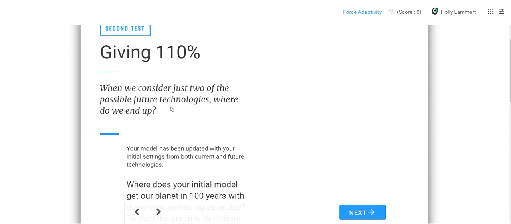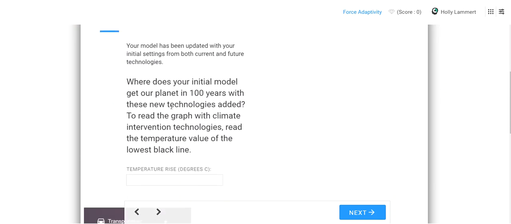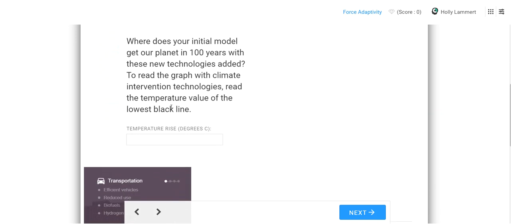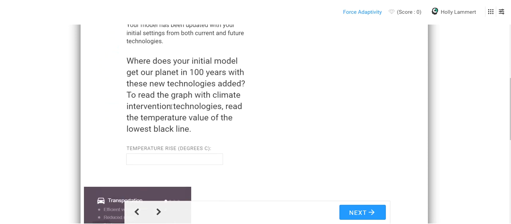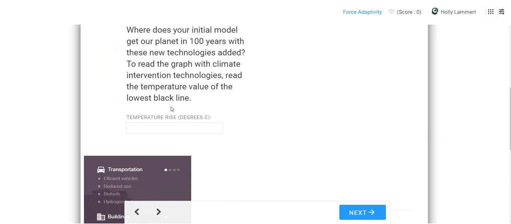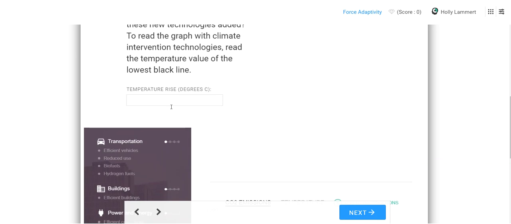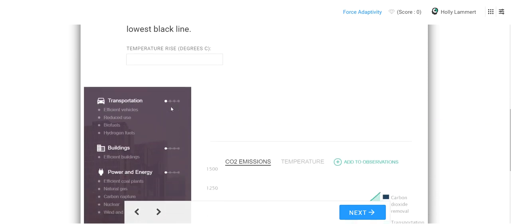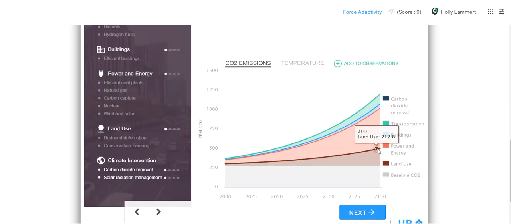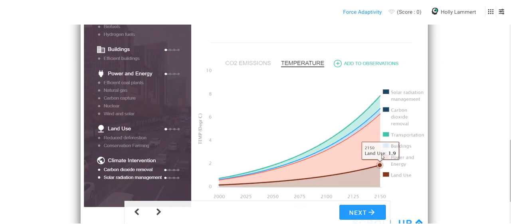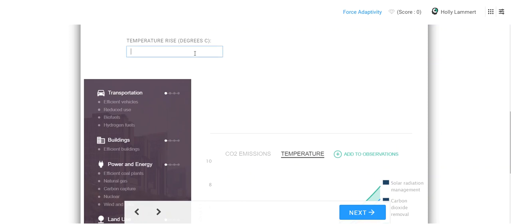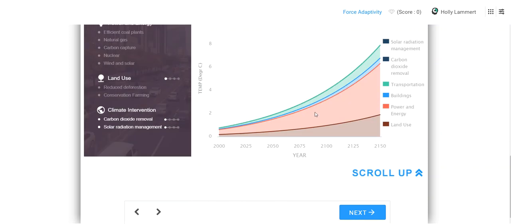When we consider just two of the possible future technologies, where do we end up? Your model has been updated with your initial settings from both current and future technologies. Where does your initial model get our planet in 100 years with these new technologies added? To read the graph with climate intervention technologies, read the temperature value of the lowest black line. Here's the lowest black line. And let's look at temperature. We went down to 1.9. And is that within the limit?